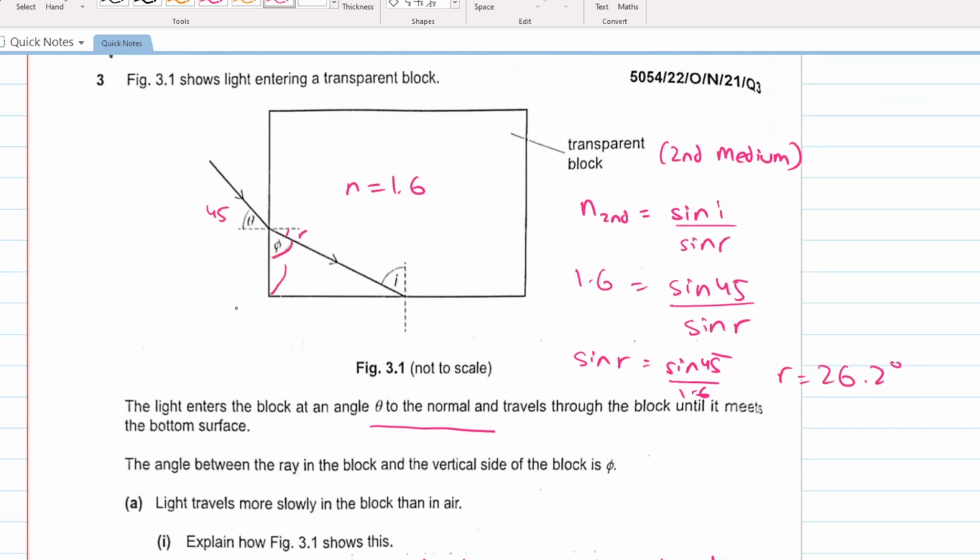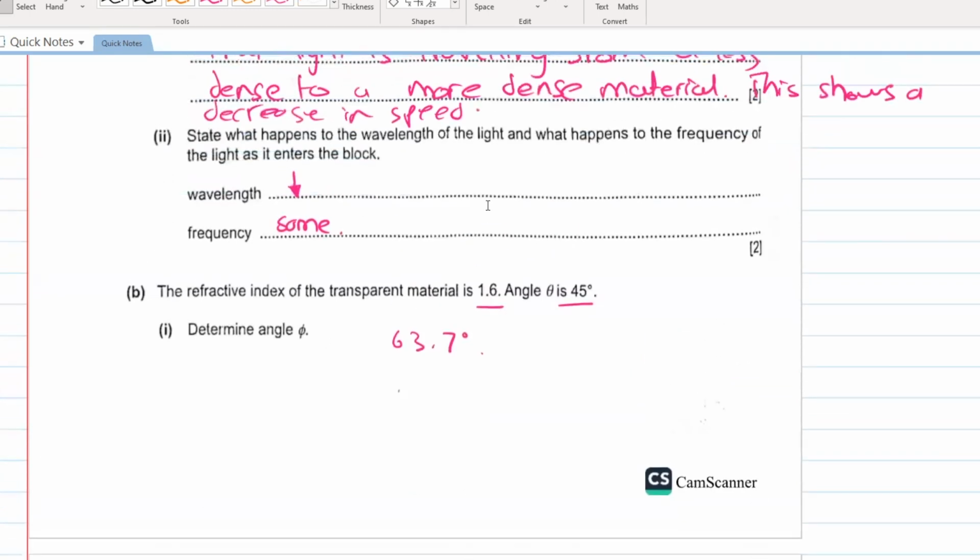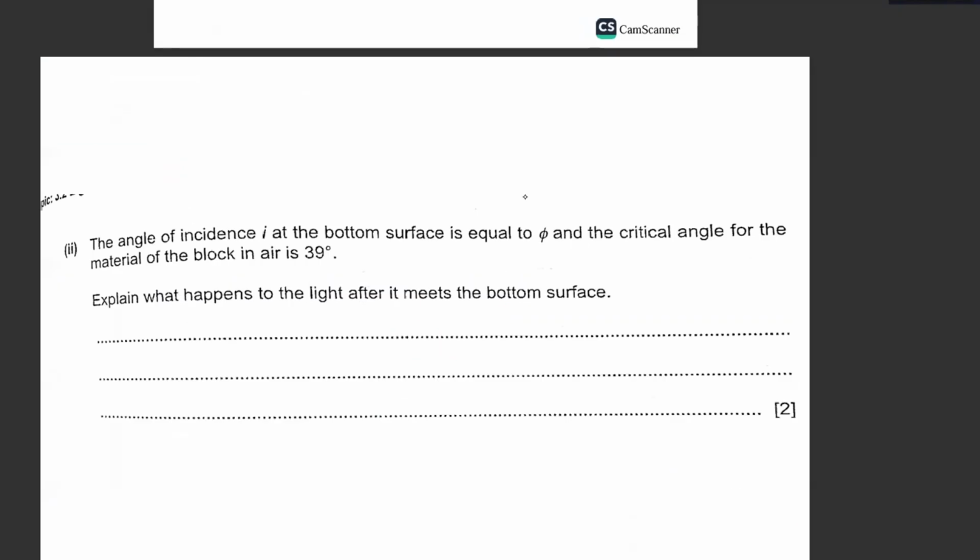What will be the angle phi? 90 minus r. So 90 minus the angle, your phi comes out to be 63.7 degrees. You can write it here, phi comes out to be 63.7 degrees. Now let's move on to the next part of this question. The angle of incidence i at the bottom surface is equal to phi. What was phi coming out to be?